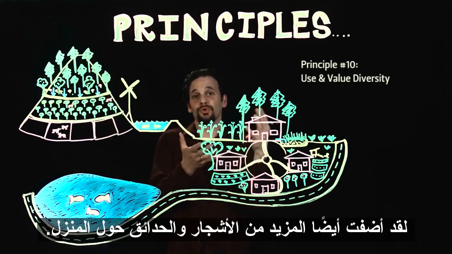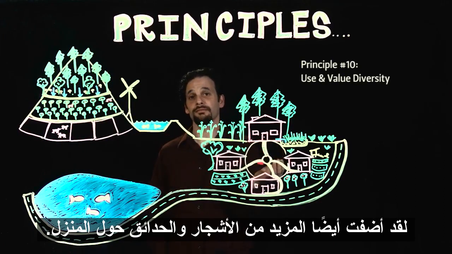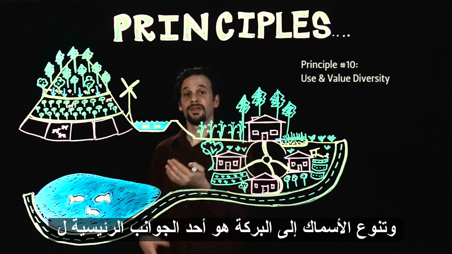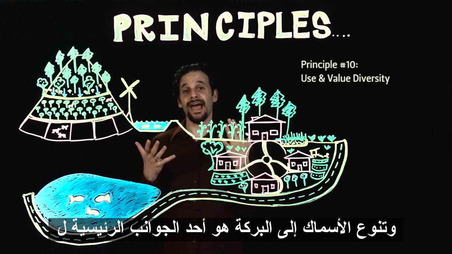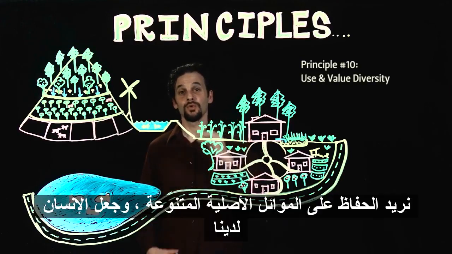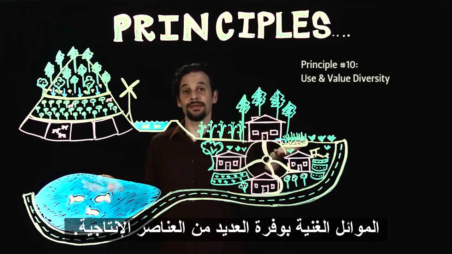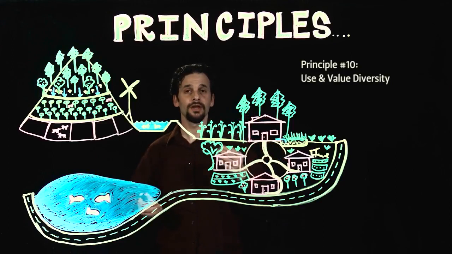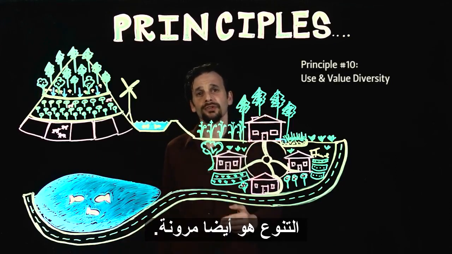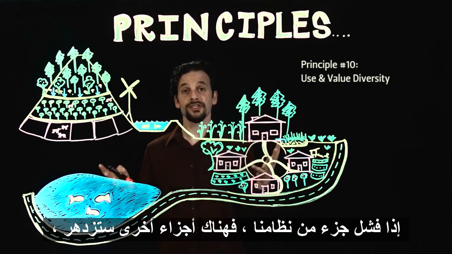I've also added more trees and gardens around the homestead and fish to the pond. Diversity is one of the key aspects of permaculture. We want to conserve diverse native habitats and make our human habitats rich with an abundance of many productive elements. Diversity is also resilience. If one part of our system fails, there are others that will thrive.